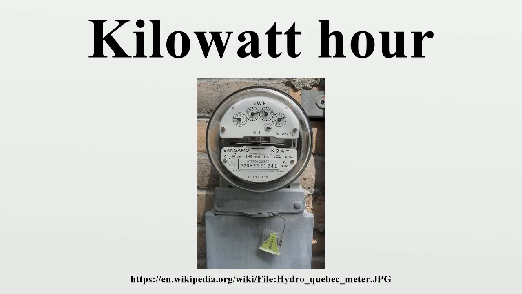Definition: the kilowatt-hour is a unit of energy equivalent to 1 kilowatt of power sustained for 1 hour. 1 watt is equal to 1 J per second. 1 kilowatt-hour is 3.6 megajoules, which is the amount of energy converted if work is done at an average rate of 1000 watts for 1 hour.